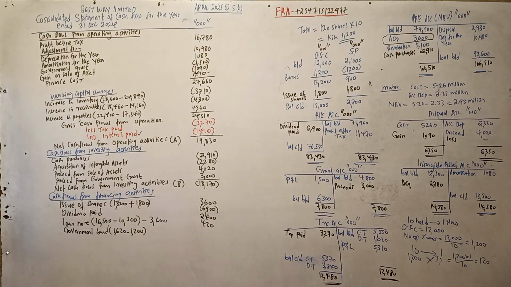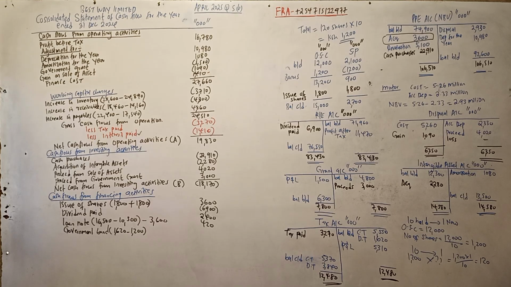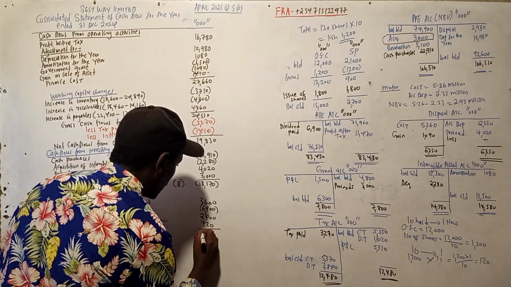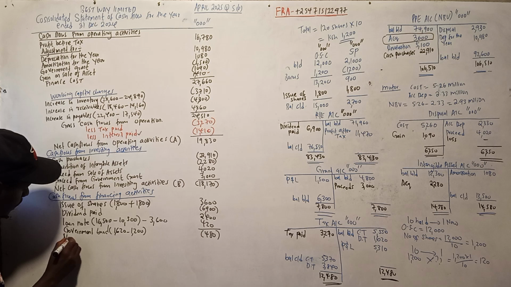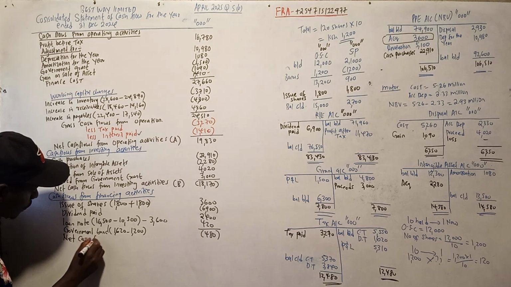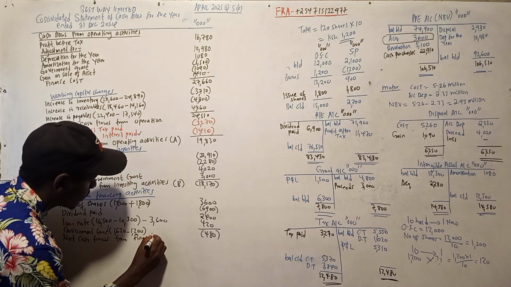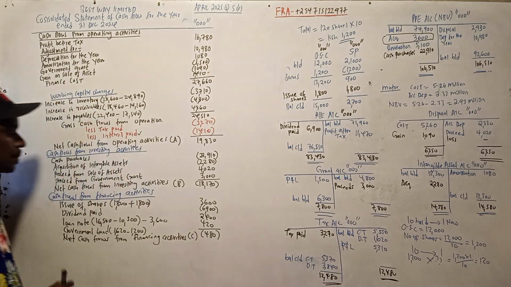I think that is all about it. There's nothing else, so let us balance it. So we say 600 minus 6900 plus 2400 plus 420. That is minus 480. So we call it net cash flows from financing activities, and we call it C.